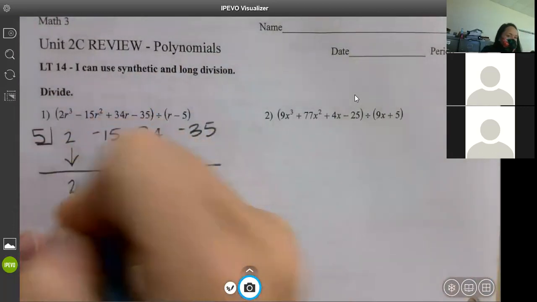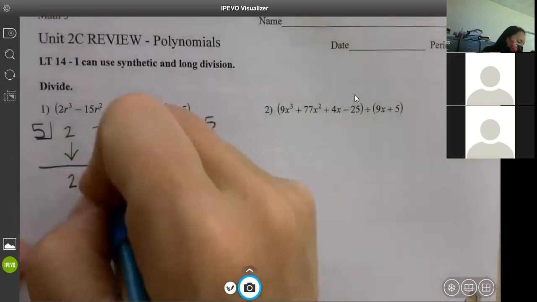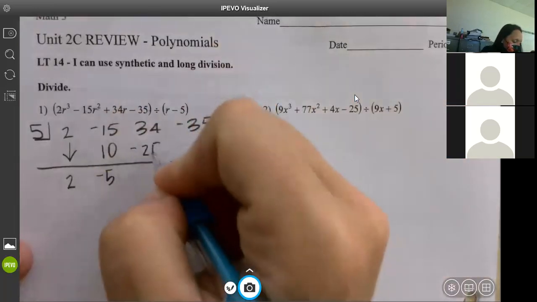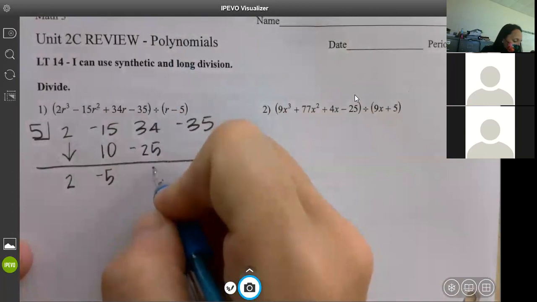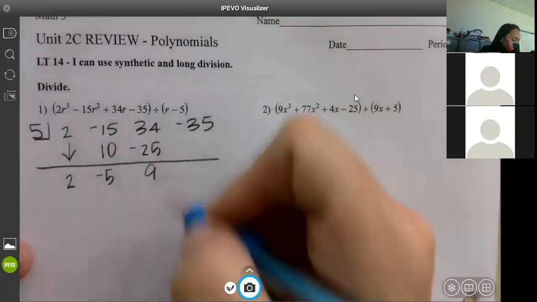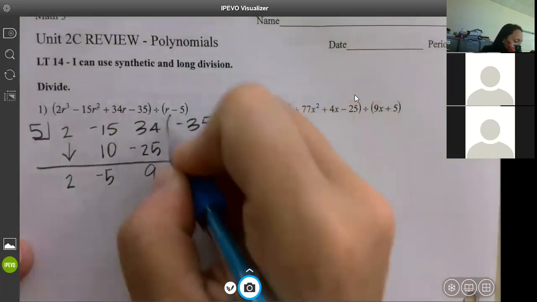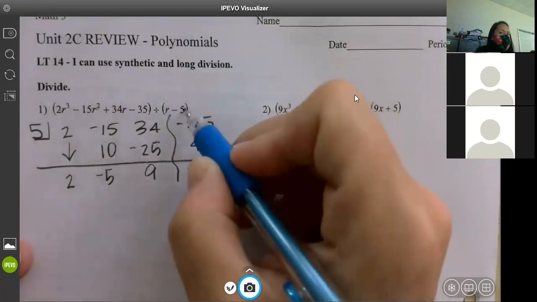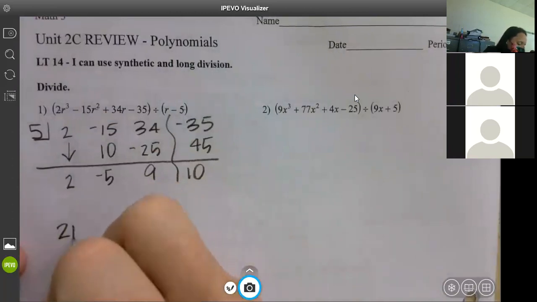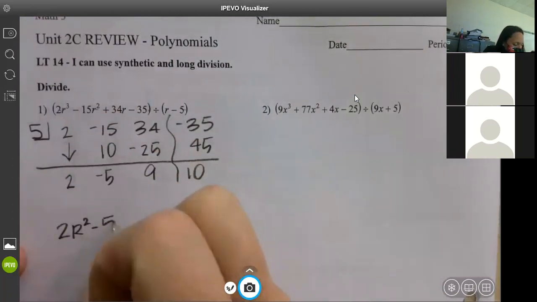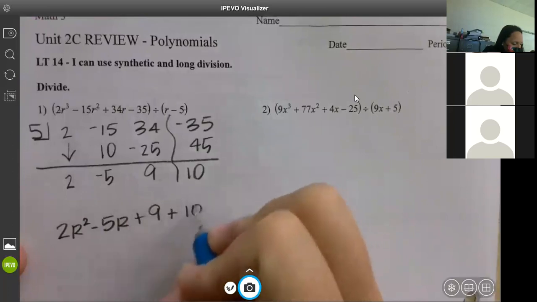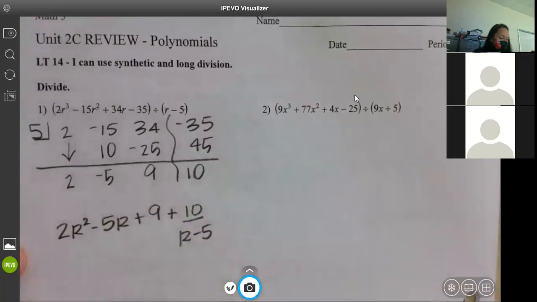Drop your 2. Multiply by the box. Add. Multiply. Add. Is everybody good? Don't stress out. 5 times 9 is? Remainder of? Would this be a factor? No, because it's not a remainder of 0. So then what would it be? 2, keep going. Is everybody good?